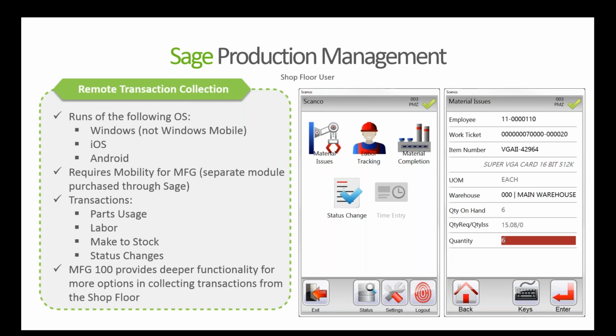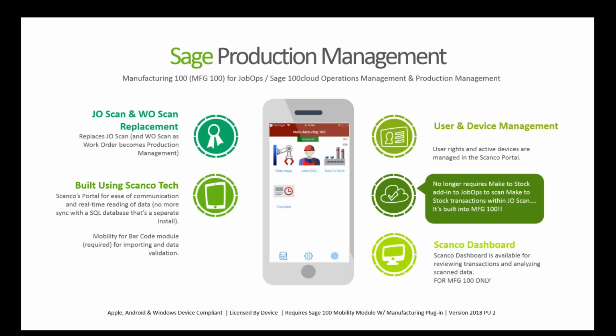But the shop floor user is something that's available that does equip the shop floor with the ability to do the transactions in a mobile device instead of doing them as data entry 2 days later. So again, it's the JO scan and work order scan replacement. It works with both operations management and production management. It is sold by device.